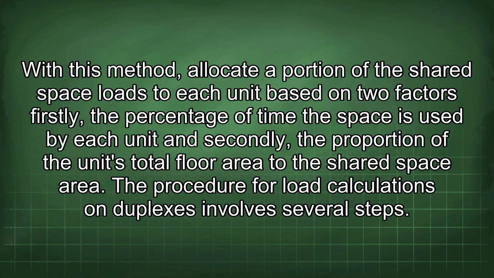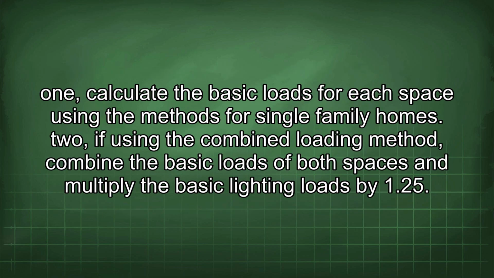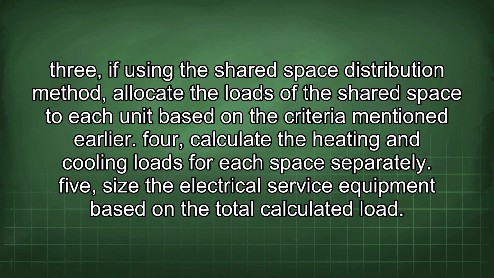The procedure for load calculations on duplexes involves several steps. 1. Calculate the basic loads for each space using the methods for single-family homes. 2. If using the combined loading method, combine the basic loads of both spaces and multiply the basic lighting loads by 1.25. 3. If using the shared space distribution method, allocate the loads of the shared space to each unit based on the criteria mentioned earlier.